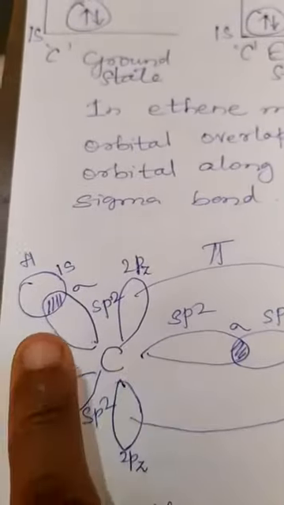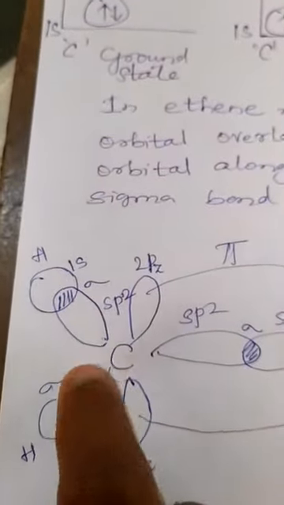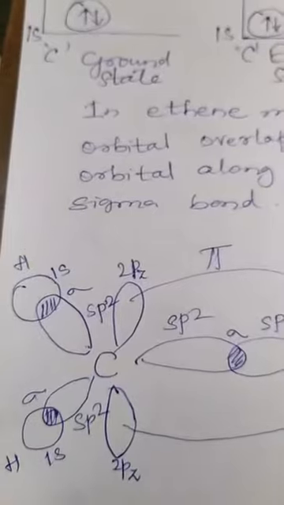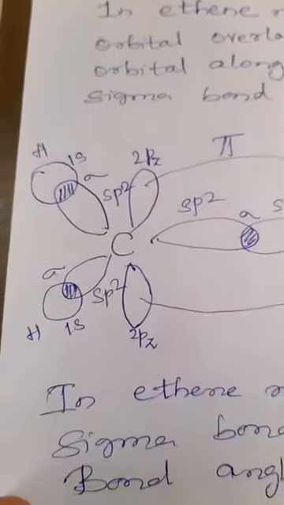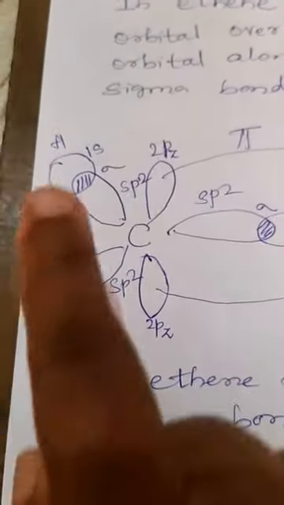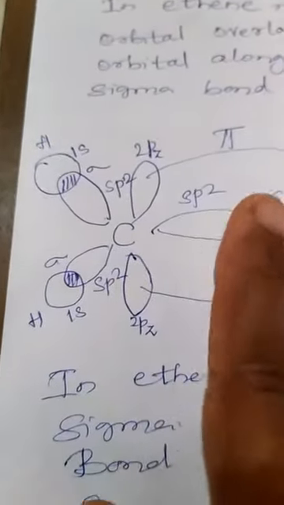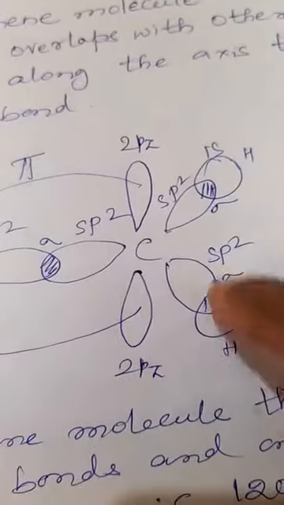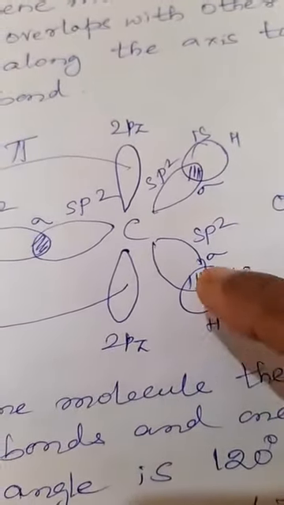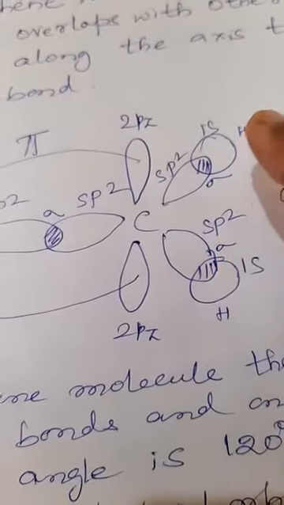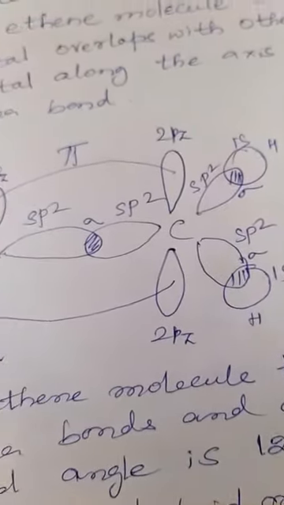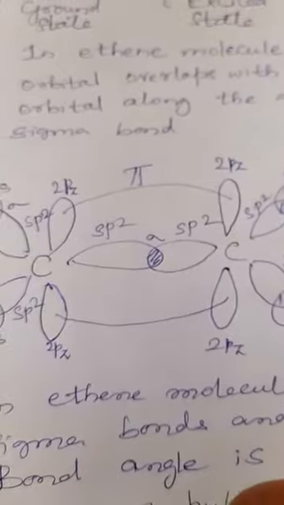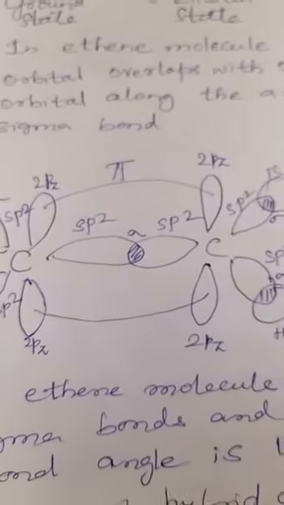Each carbon still has 2 sp2 hybrid orbitals which overlap with the half-filled 1s atomic orbital of hydrogen to form sigma bonds. So totally here there are 3 sigma bonds. On the other side, the remaining 2 sp2 hybrid orbitals similarly overlap with the 1s atomic orbital of hydrogen along the axis to form sigma bonds. In all, in the case of the ethene molecule, there are 5 sigma bonds.